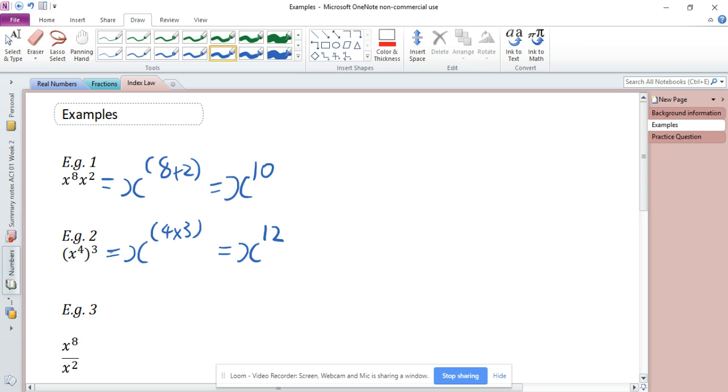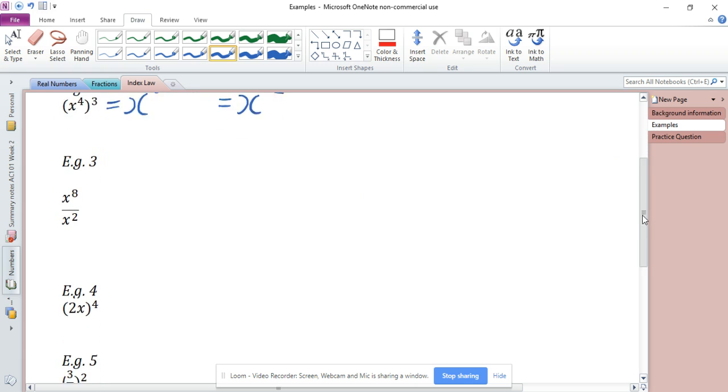Alright, so hopefully you can differentiate the differences between example 1 and example 2. It looks like both are multiplication, but only example 1 is multiplication. Example 2 is another power outside the bracket. So pretty different. Alright, next example 3, division.